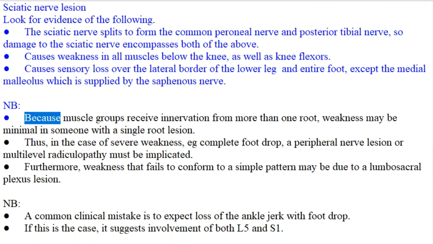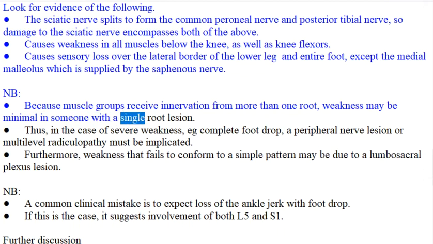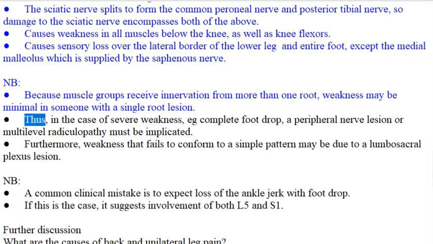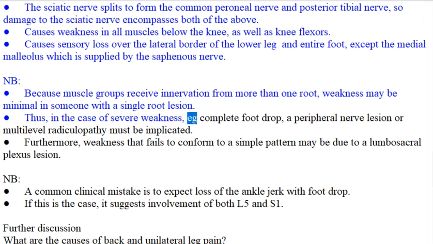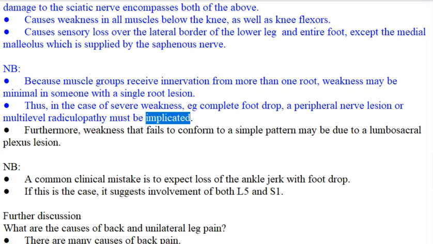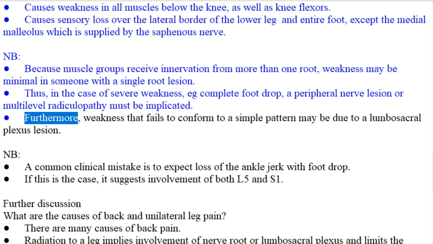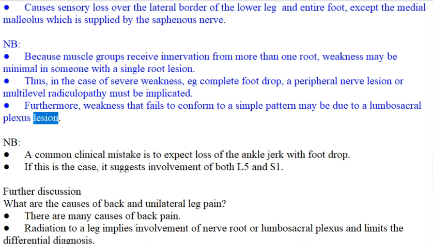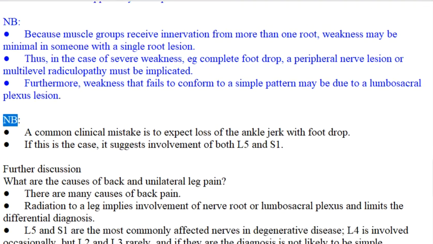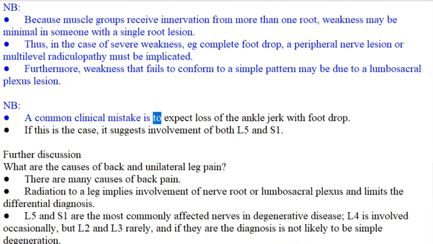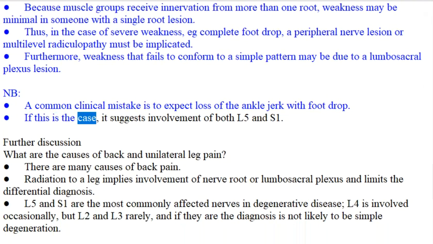NB. Because muscle groups receive innervation from more than one root, weakness may be minimal in someone with a single root lesion. Thus, in the case of severe weakness, e.g. complete foot drop, a peripheral nerve lesion or multilevel radiculopathy must be implicated. Furthermore, weakness that fails to conform to a simple pattern may be due to a lumbosacral plexus lesion. NB. A common clinical mistake is to expect loss of the ankle jerk with foot drop. If this is the case, it suggests involvement of both L5 and S1.